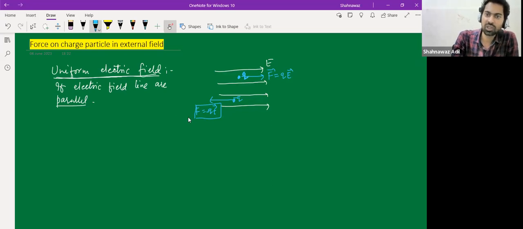We only need to know the direction of the force for the case of a positive charge and for the case of a negative charge. For the positive charge, we have the same direction as the field. For the negative charge, we have the opposite direction.